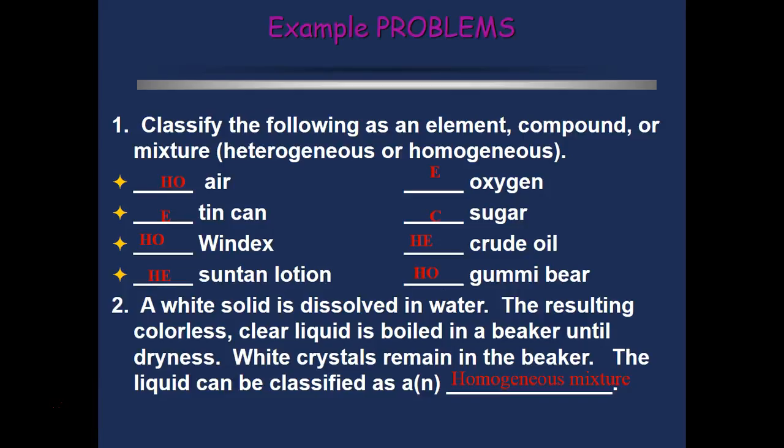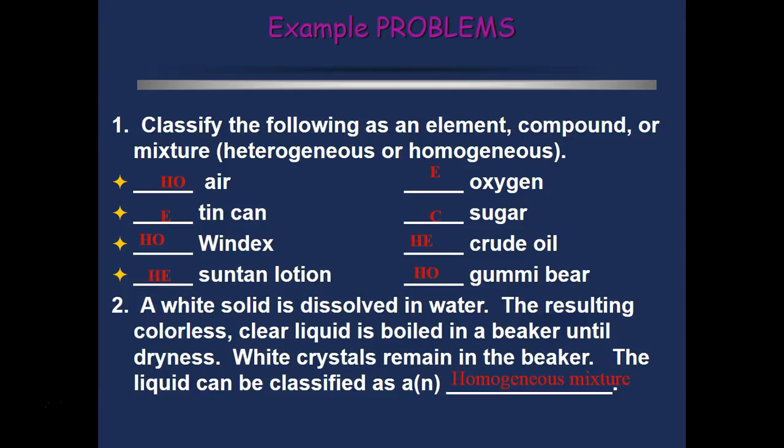So to practice, classify the following as element, compound, or mixture. Air is a homogeneous mixture. A tin can would be an element. Windex is a homogeneous mixture. Suntan lotion is a heterogeneous mixture. Oxygen is an element. Sugar is a compound. Crude oil is a heterogeneous mixture. And gummy bears are heterogeneous mixtures. Then we have problem 2.